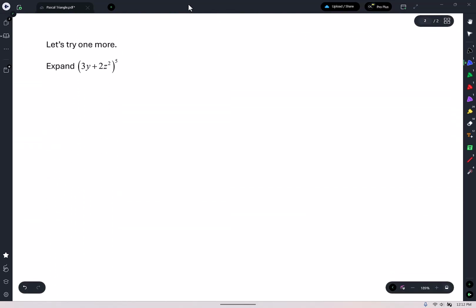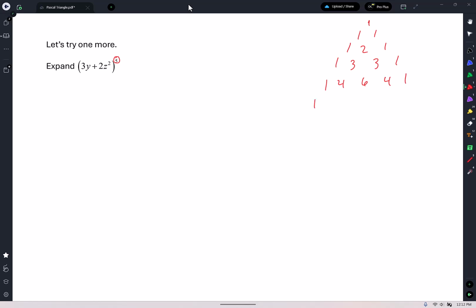Okay, so let's see. So we have this guy here. And again, to the 5th power. So I'm going to do Pascal's triangle. 1, 1, 1, 1, 2, 1, 1, 3, 3, 1, 1, 4, 6, 4, 1, 1, 5, 10, 10, 5, 1. Stop right here. You're going to have 6 terms. 1, 2, 3, 4, 5, 6. Yep. And I guess let's just start with the expansion.